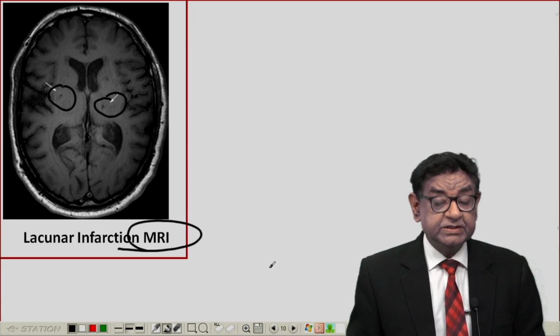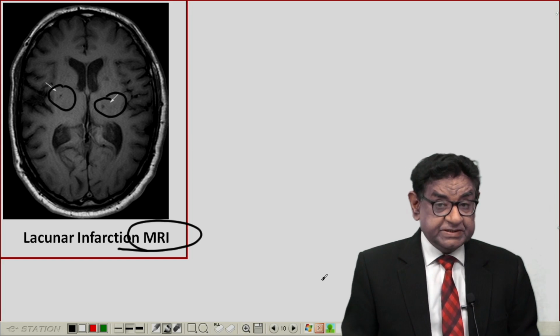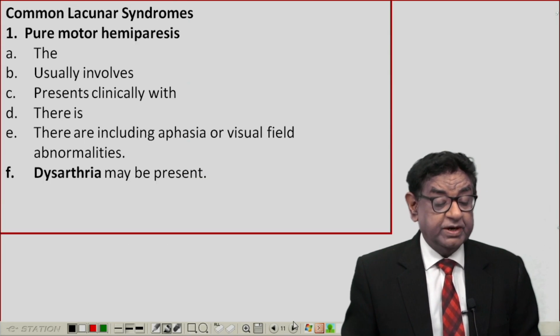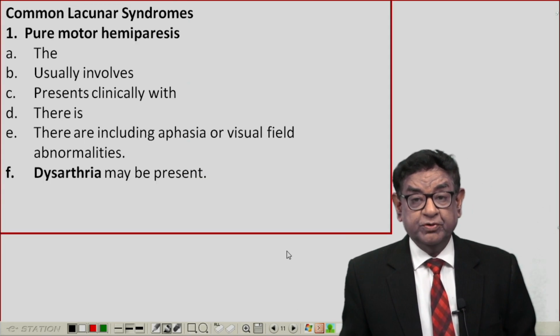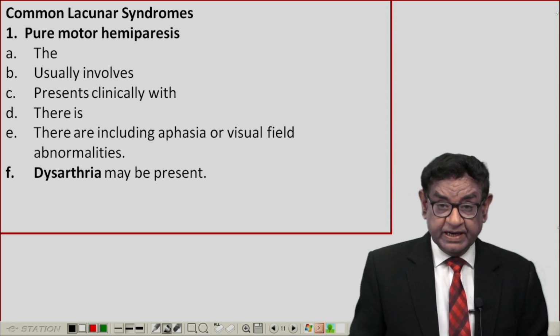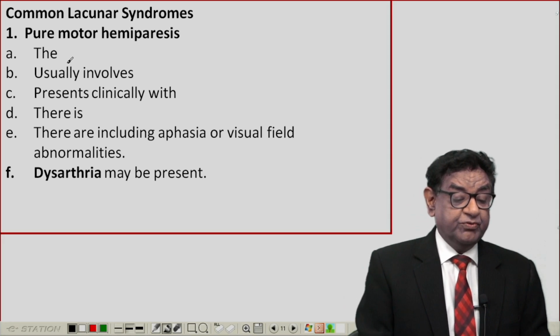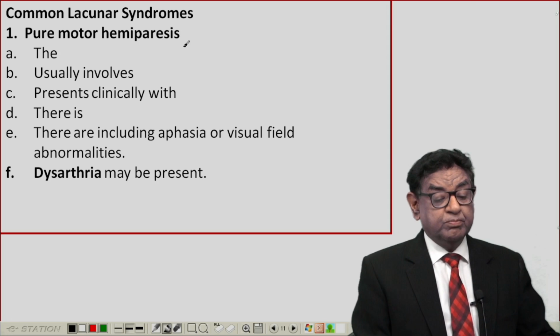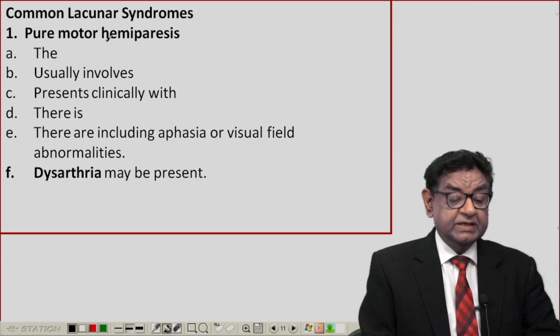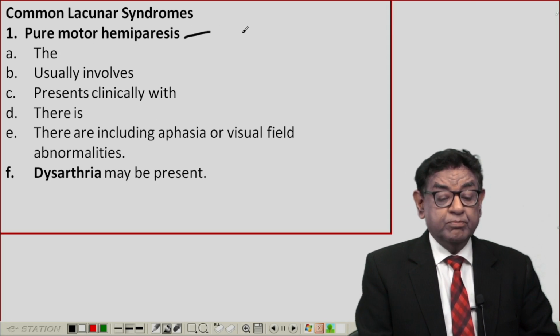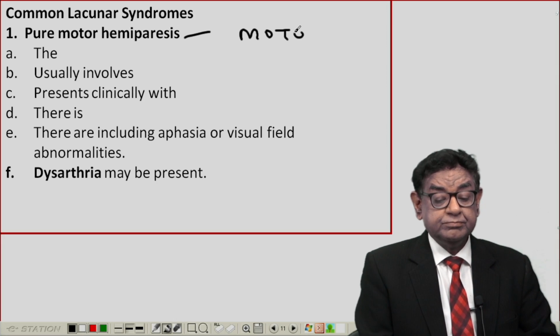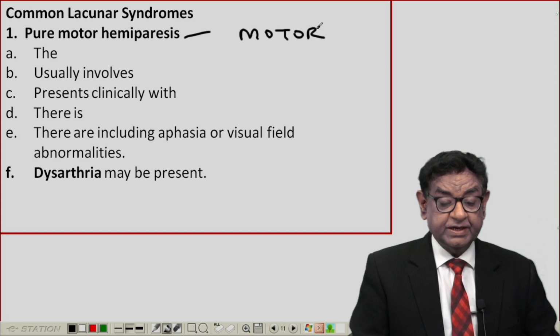Remember, this we can see in MRI; CT scan usually misses this small infarct. Now I'll talk to you regarding various lacunar syndromes. First is the pure motor hemiparesis. That means the patient has only motor symptoms; the sensory system is not involved, no sensory loss.